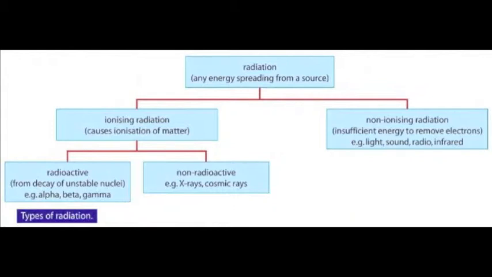Ionizing radiations cause ionization of matter. They have sufficient energy to knock electrons out of the atoms of material, forming ions. Radiations such as light and sound do not have sufficient energy to remove electrons and so are called non-ionizing.